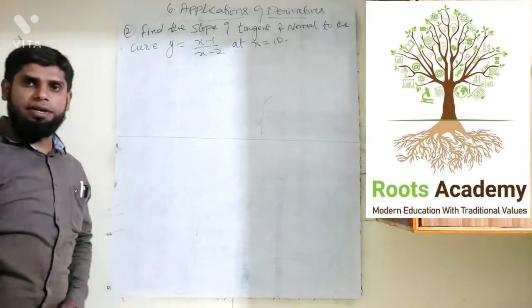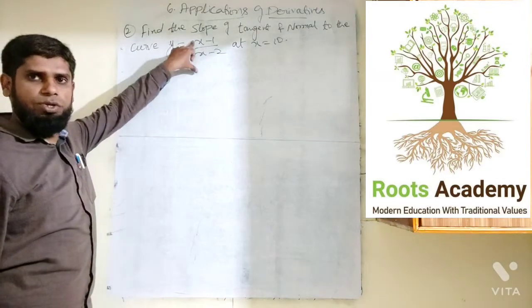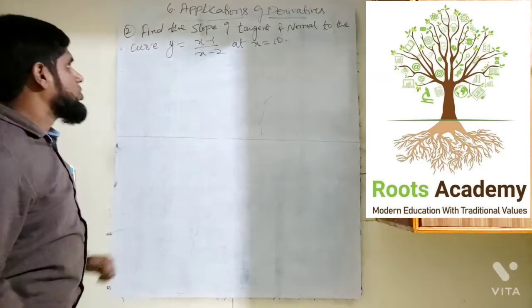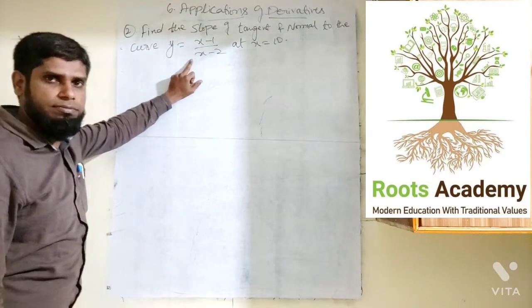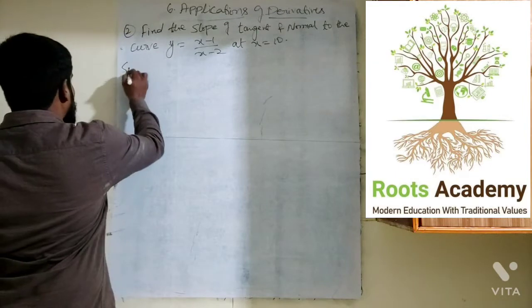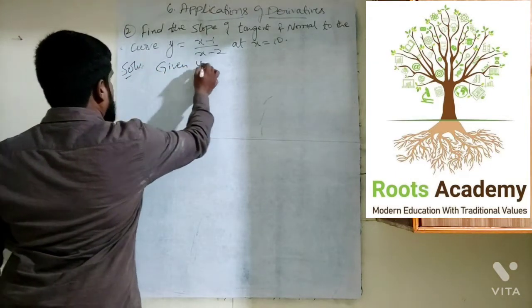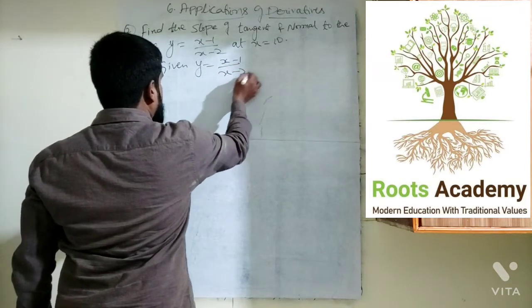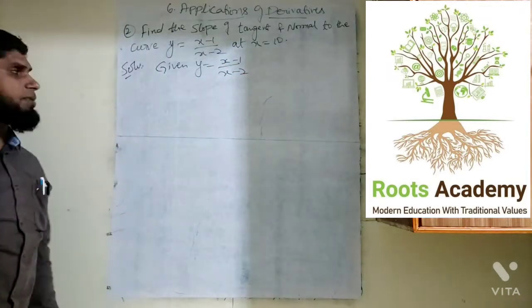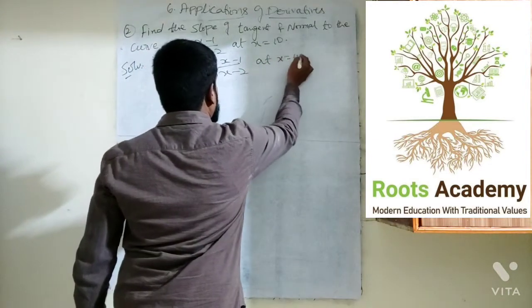So let us try to find its slope. But here y is a rational function. Both numerator and denominator exist here. So if we are differentiating this, we must use the quotient rule. Given y is equal to x minus 1 divided by x minus 2 at x is equal to 10.